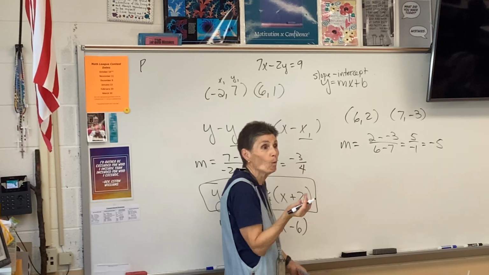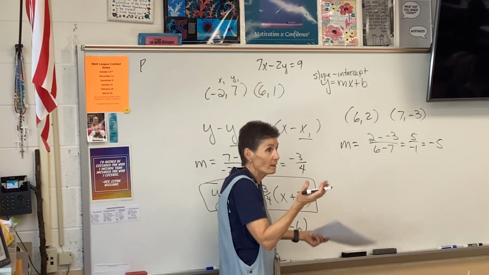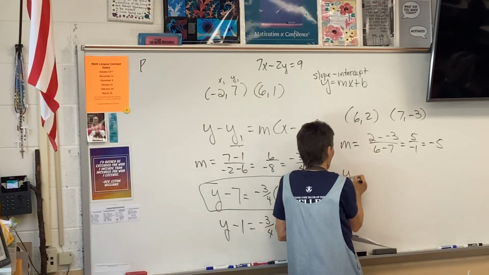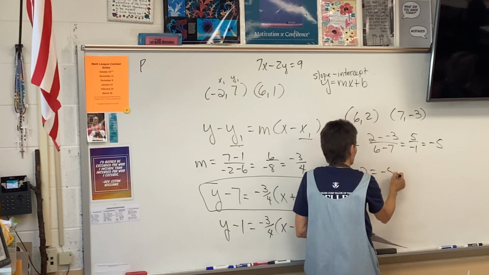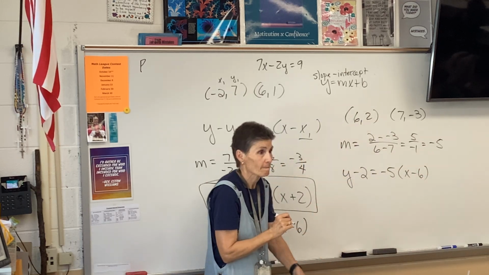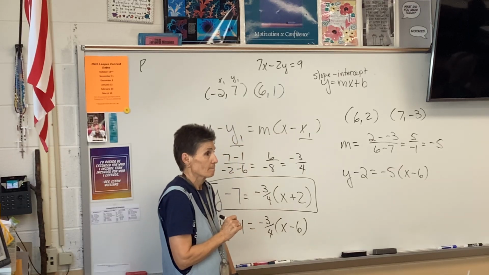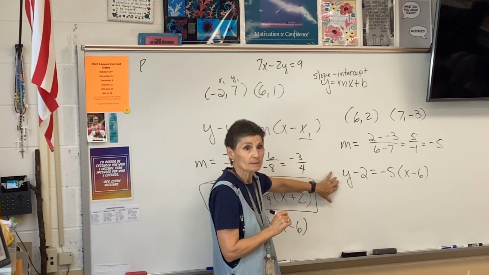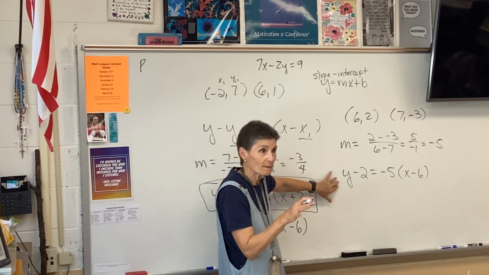Okay, now I'm gonna pick a point. Doesn't matter which point, I'm just gonna pick one. Is that right, if I use that one? So y minus 2 equals -5, x minus 6. What's that called right there? Point slope. And if the direction said point slope, I'd be done.